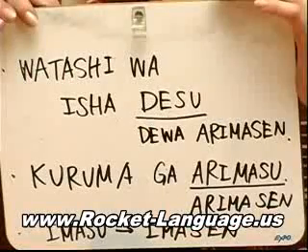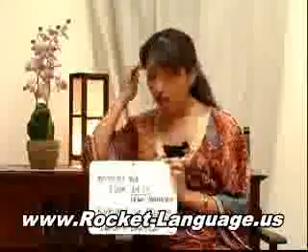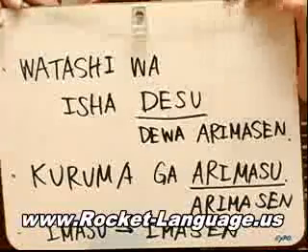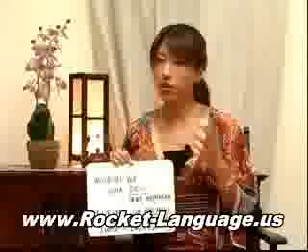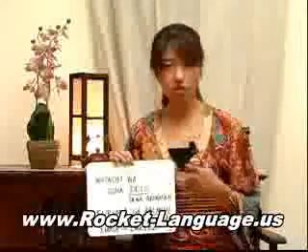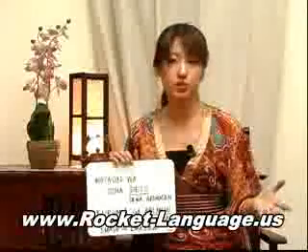私は医者です means I am a doctor. 医者 is doctor. And then this part, です, changes to ではありません. There are many ways to make a negative sentence, but so far we've learned a speech pattern.